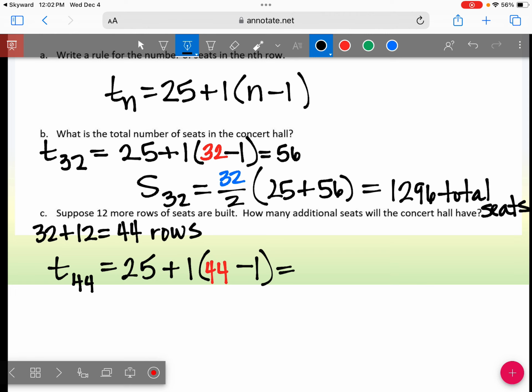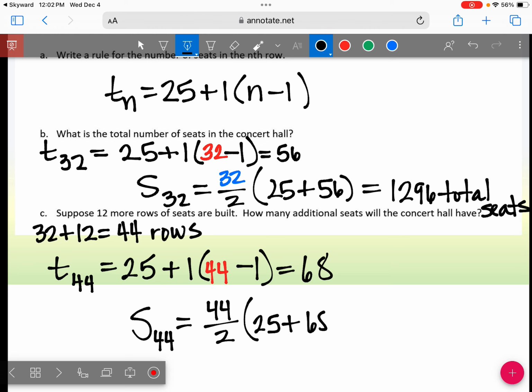So who got 68 seats in the 44th row? All right, so now that we know that, let's find our new capacity. So the sum of all 44 rows would be, because there's now 44 rows, we're going to take 44 divided by 2, multiply that by 25 plus 68.